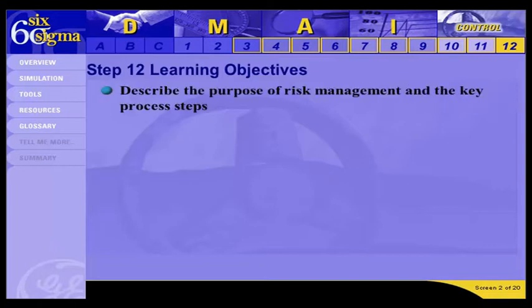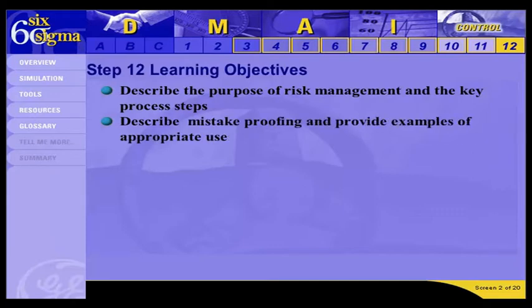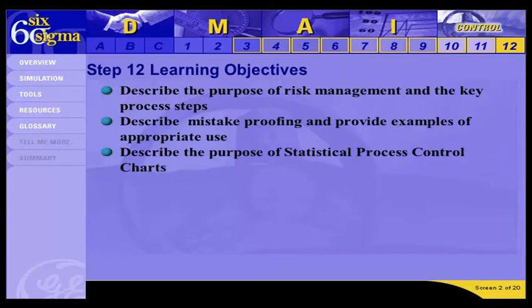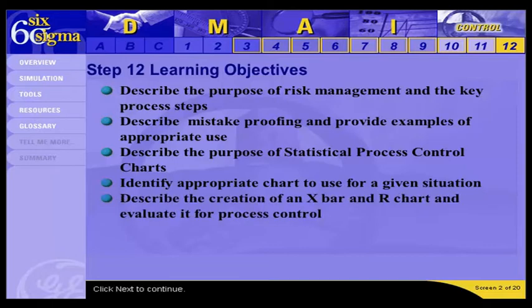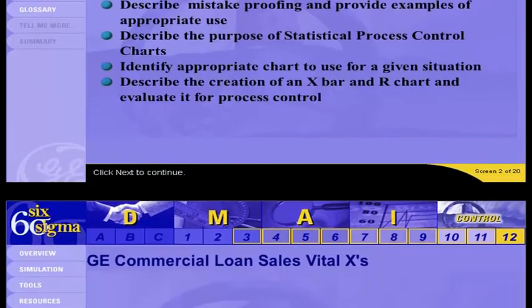In this lesson, you'll learn to describe the options for controlling the process, starting with risk management. The second strategy to be considered is mistake proofing. And finally, there are statistical process control charts. The latter is perhaps the most complex of the three mechanisms, so you'll be guided through the different types of charts available, and the creation and evaluation of one commonly used chart. We've got a lot of ground to cover before we're done with this case, so click Next to continue.